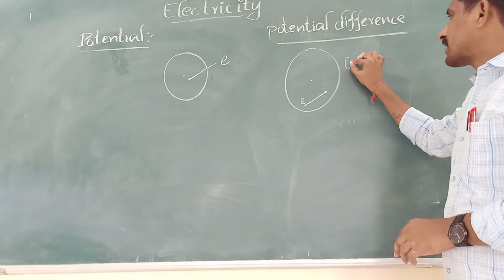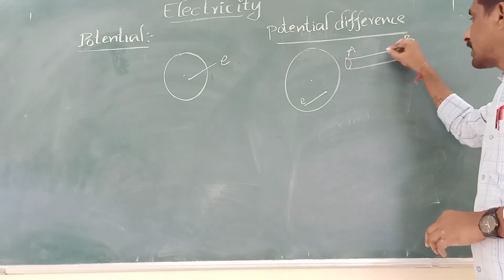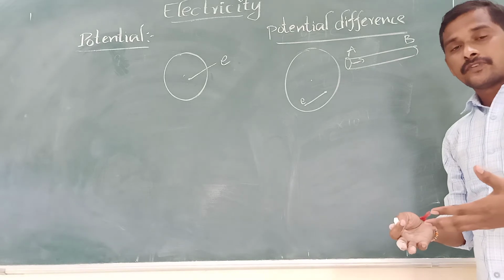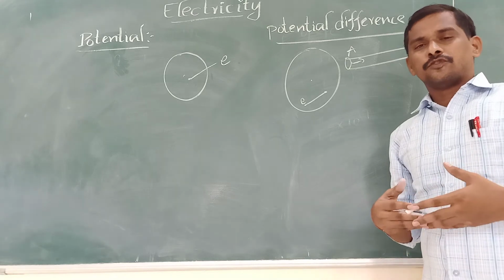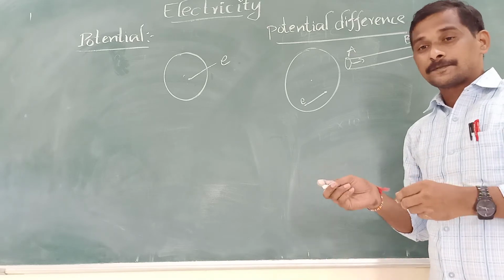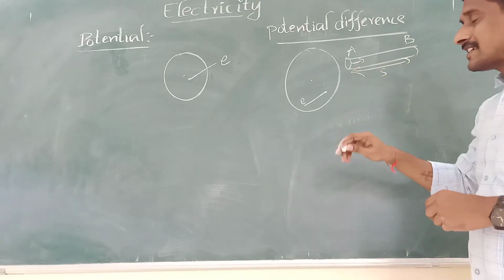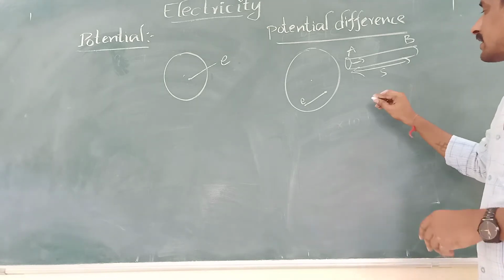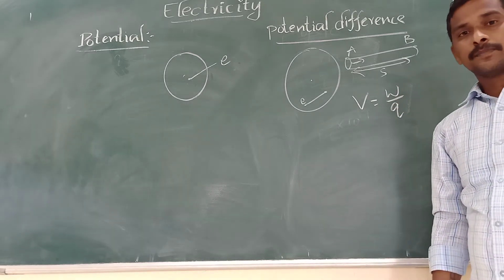If you take the same thing in a current carrying conductor, this is the current wire, and the electron is moving from A to B. How is it moved? By applying some force. Which force is applied here? Electric force. When the force is applied on the unit charge, it is displaced, which means it is moving from one place to another. If it is displaced, we can say that work is done. So the potential difference V is equal to work done per unit charge.